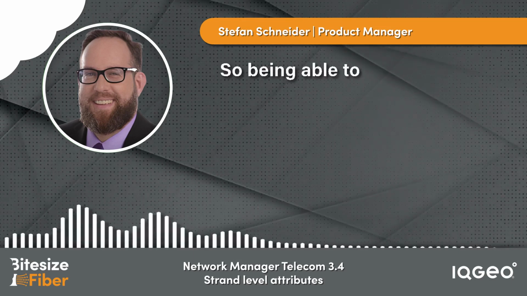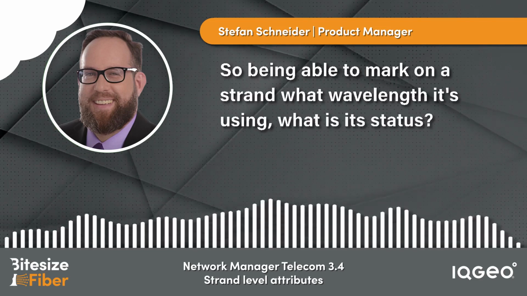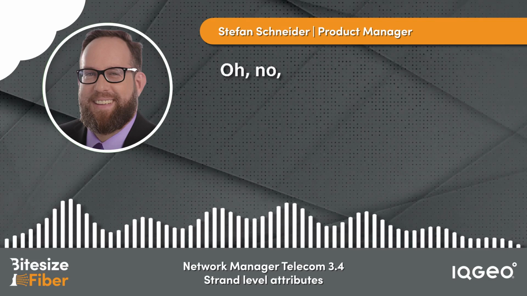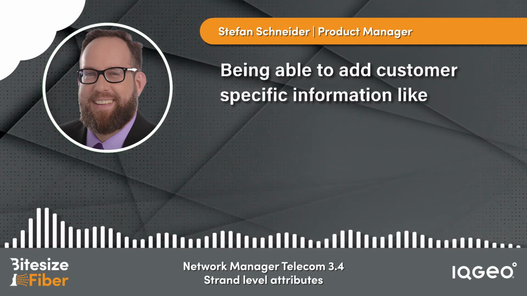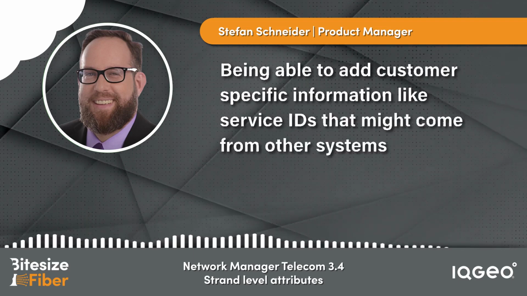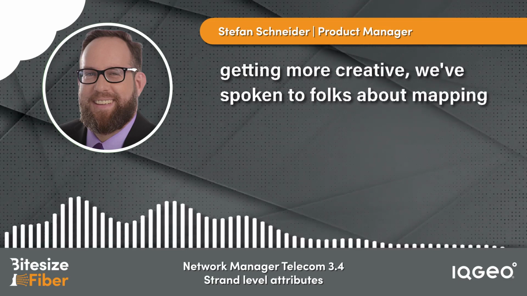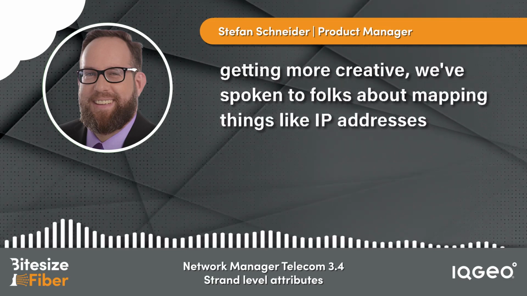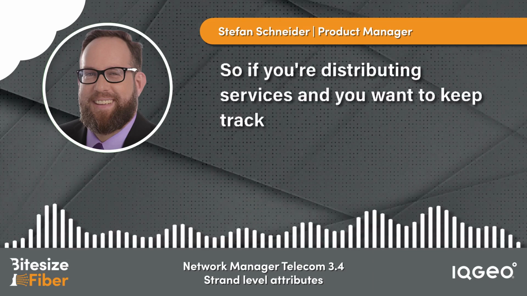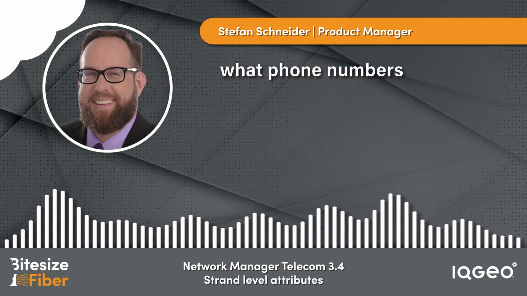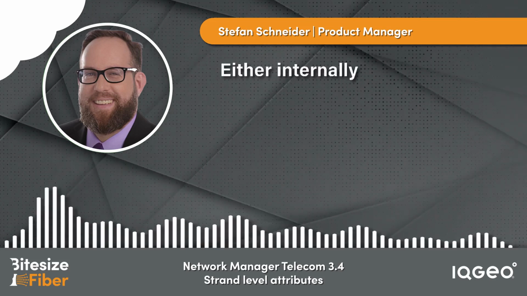So being able to mark on a strand what wavelength it's using, what is its status, is it reserved, is it in use? Oh no, this strand is actually damaged. Being able to add customer specific information like service IDs that might come from other systems, or even getting more creative. We've spoken to folks about mapping things like IP addresses and phone numbers to ports. So if you're distributing services and you want to keep track of which customer or what phone number is receiving that service, you can add that as a port attribute and query for it either internally or externally.